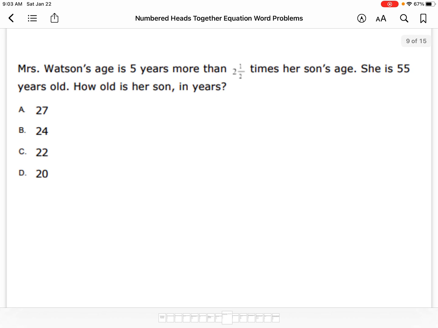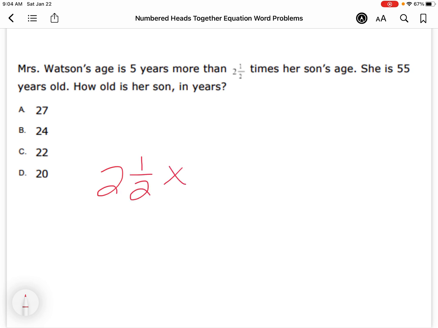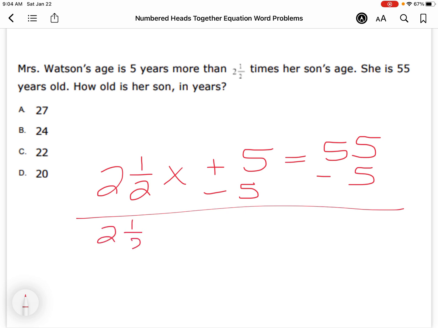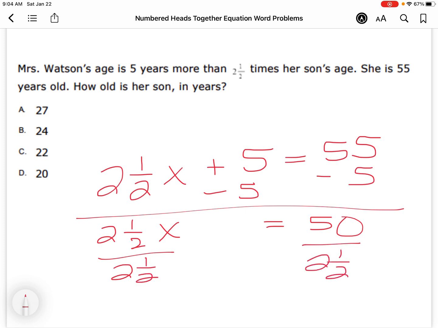Okay, Mrs. Watson's age is 5 more than 2.5 times her son's age. 5 more than 2.5 times. So 2.5x plus 5 equals her age. She's now 55. How old is her son? Minus 5. So I get 2.5x equals 50. So I'm going to divide by 2.5. So what's 50 divided by 2.5? x equals 20.